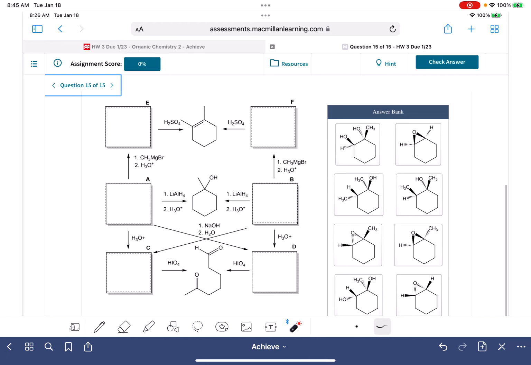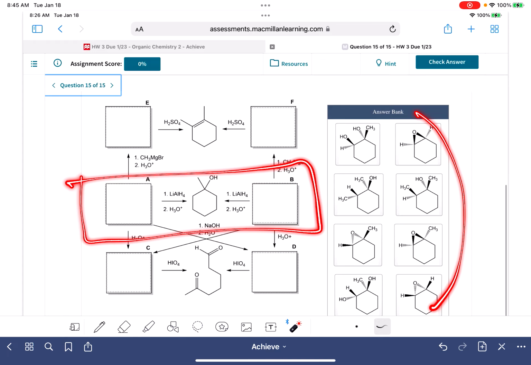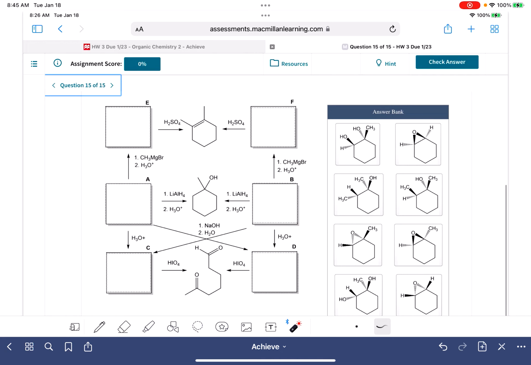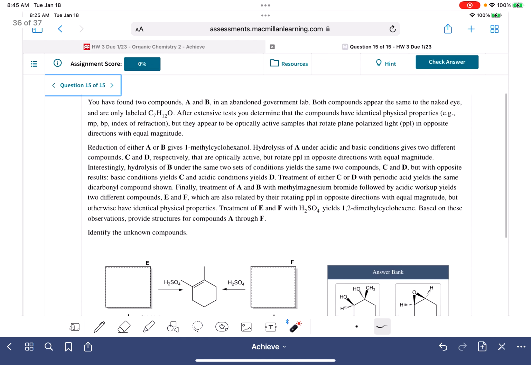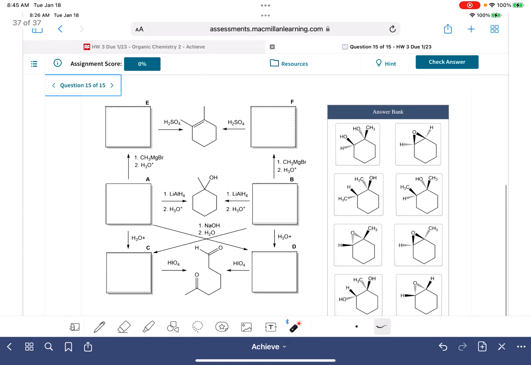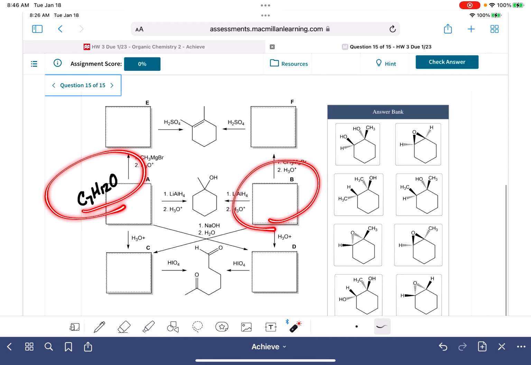One of the challenges with this problem is that there are two options from this list. There are 2 things that are going to give you LAH. You're going to find 2, and you're going to put one of them in box A and one of them in box B, and it's not going to matter which one you put where. These 2 molecules, A and B, it's giving you a hint over here. Their formula is C7H12O, that's the formula for molecule A and also for molecule B.